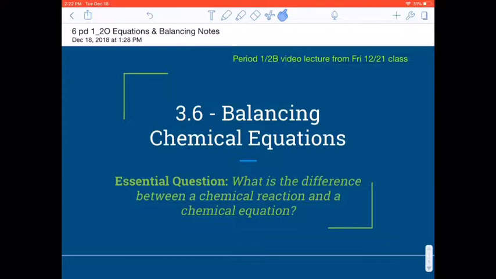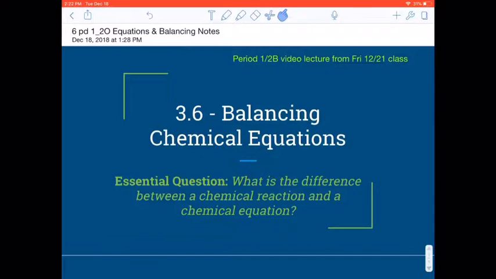So your essential question is, what is the difference between a chemical reaction and a chemical equation? Hopefully you remember the lab we did earlier in the year where you went around the room, you did a series of mini experiments, and you had to figure out if it was a chemical change or a physical change. So whenever you notice a chemical change, so that was things like temperature change, color change, precipitate forming, those are all examples of chemical reactions.